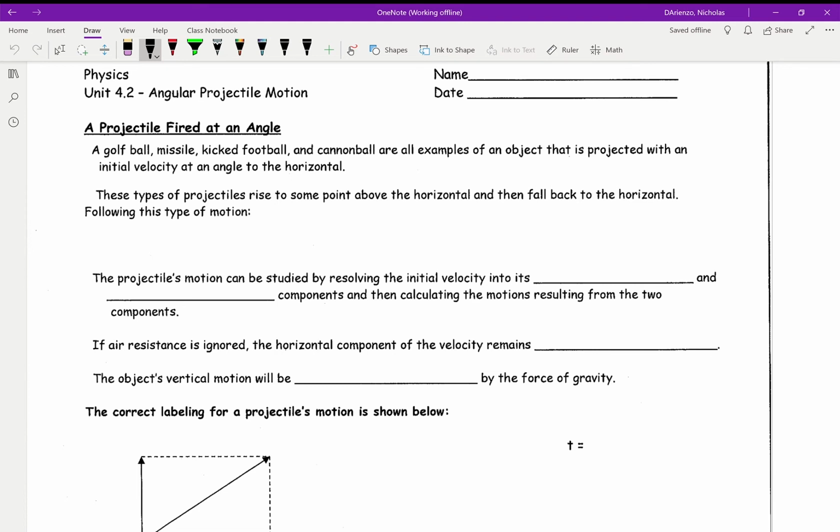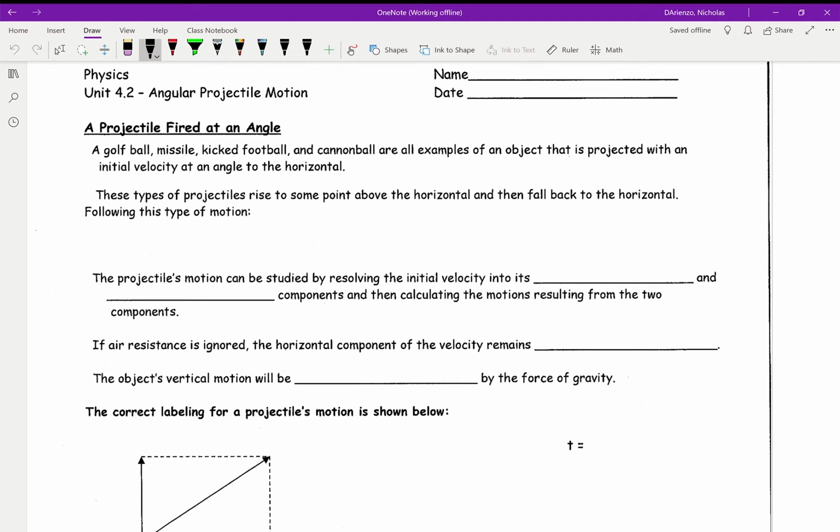Hey everyone, today we're going to be talking about projectiles that are fired at an angle compared to the horizon, whereas before we were looking at projectiles that were fired horizontally or parallel with the horizon. An example of this would be a golf ball, a missile that's being launched from Earth, moving up and falling back towards Earth. A kicked football, cannonballs, if pirates is your thing, are all examples of objects that are projected with an initial velocity that is angled at some angle above the horizon or above the horizontal or x-axis.